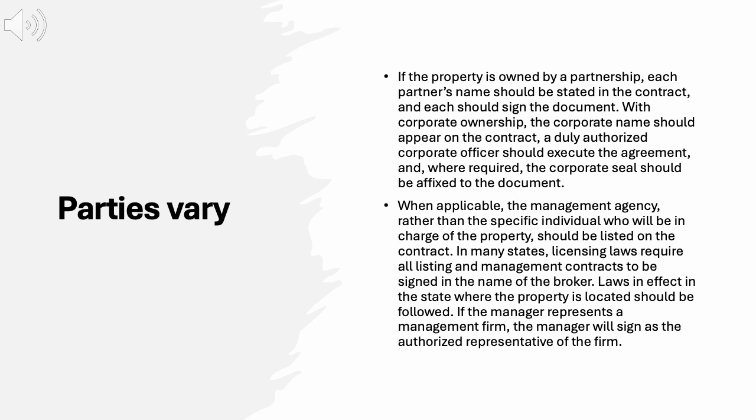With corporate ownership, the corporate name should appear on the contract. A duly authorized corporate officer should execute the agreement, and where required, the corporate seal should be affixed to the document. When applicable, the management agency, rather than the specific individual who will be in charge of the property, should be listed on the contract.